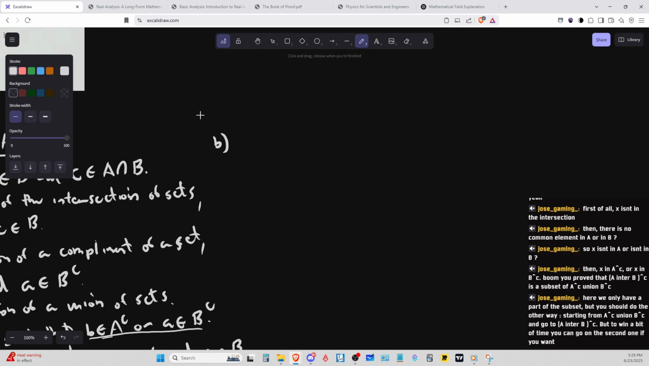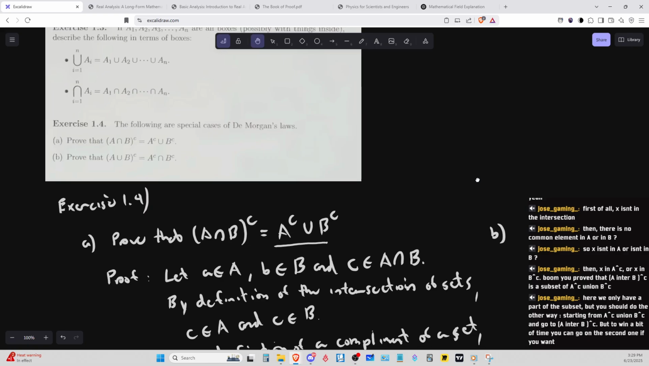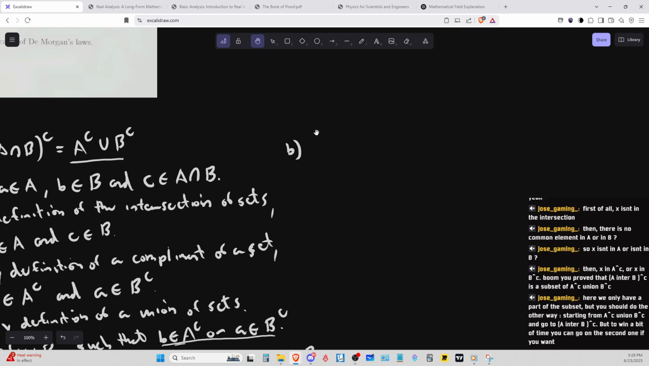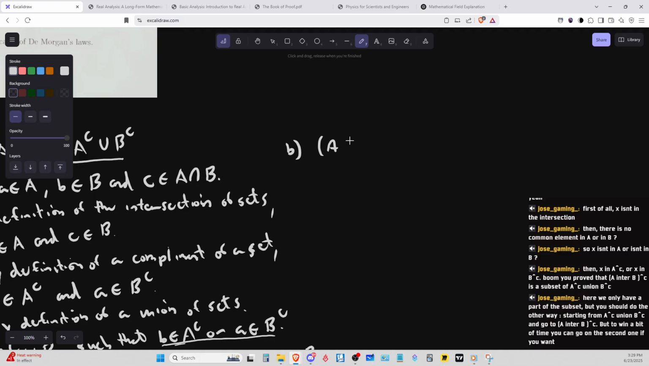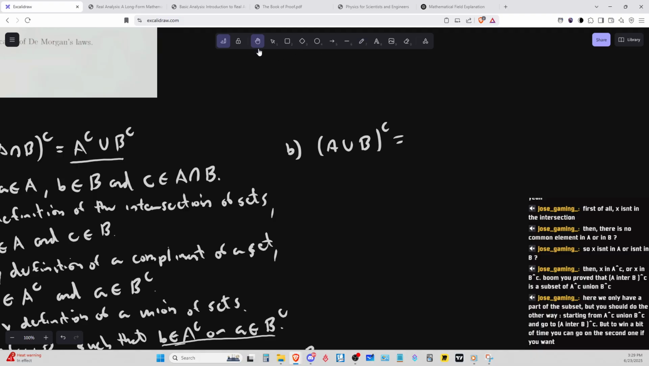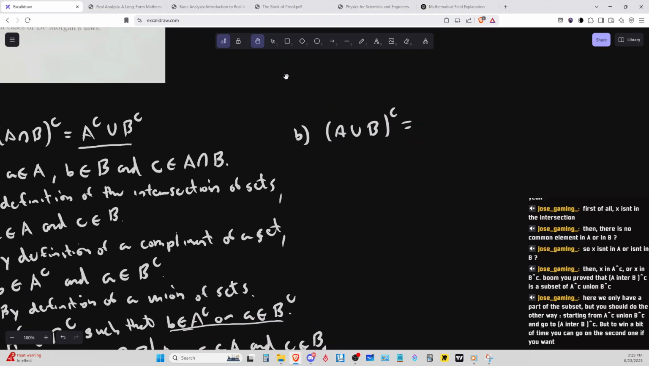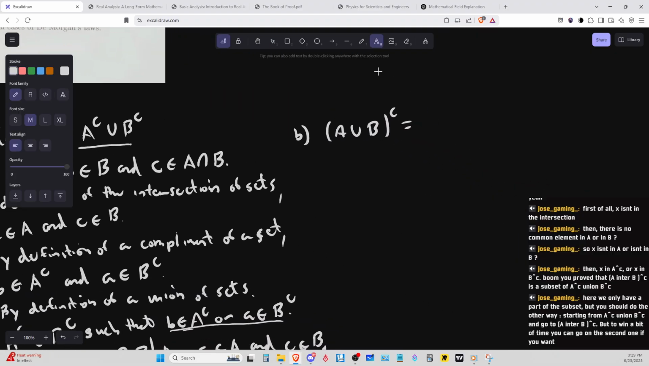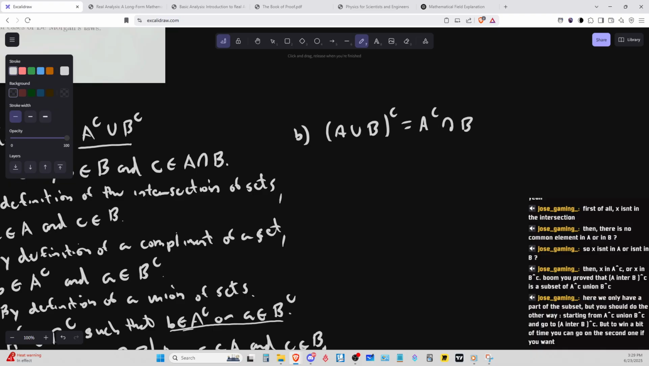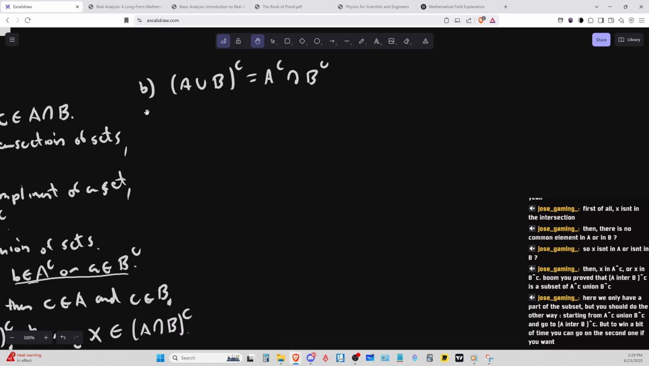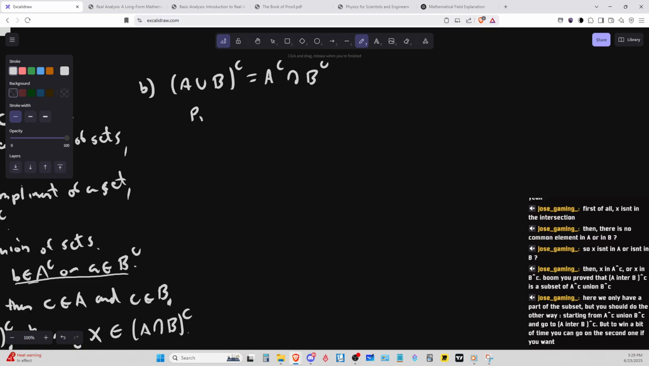So for B, we have to prove that A union, but not union, is the same as complement intersection C. Okay. Alright, so I guess we have to write this similarly, but maybe a little differently. So, proof.